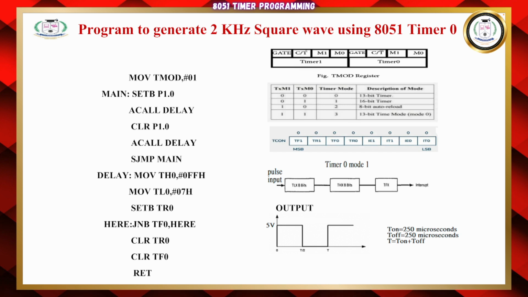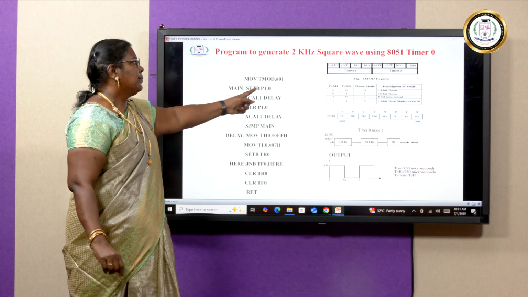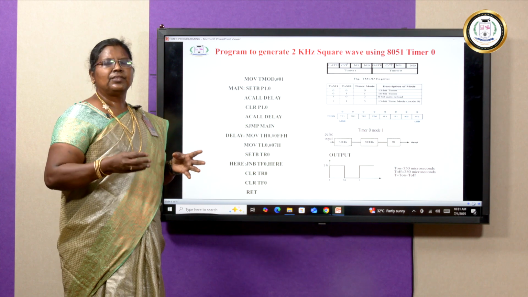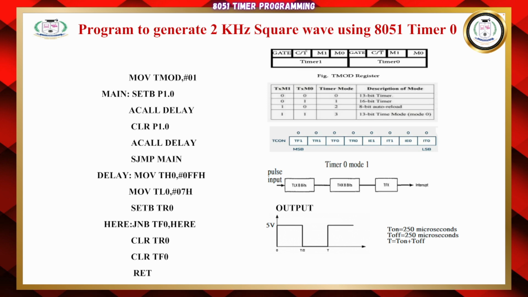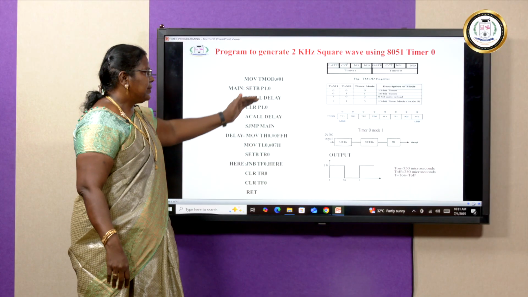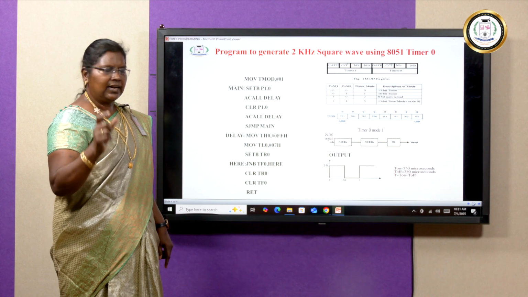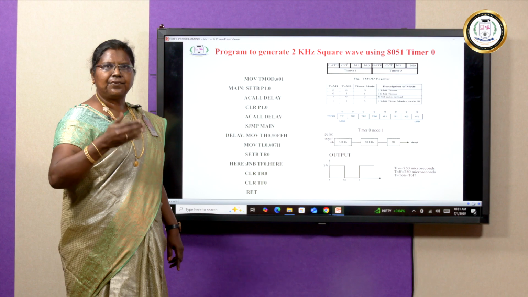Here we are first setting the bit of port 1.0 because we need only one pin for connecting to the CRO. P1.0 is connected to the CRO positive, and the ground of the CRO is connected to the ground of the microcontroller. Next we are calling a delay. In that delay we are going to load the data we have calculated. The program jumps to here. First we have to load the timer high, and the value we calculated is FF07.